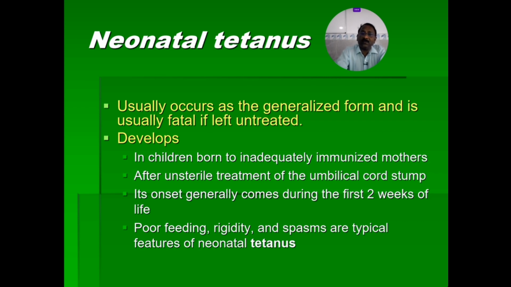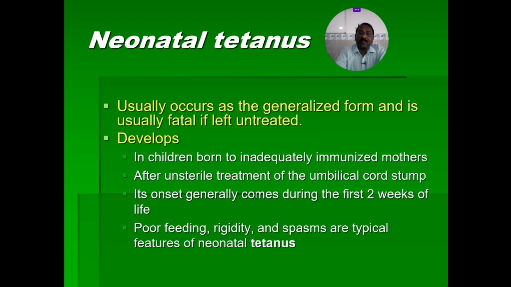Unsterile treatment of the umbilical cord stump. In rural India, if you go back 50 or 100 years, most of the people applied a lot of things on the umbilical cord stump. So that was the reason for neonatal tetanus at those times. Even now, tetanus is very common in Africa because of these practices.